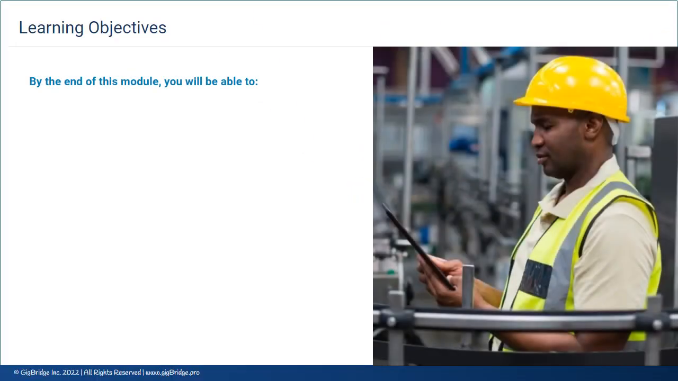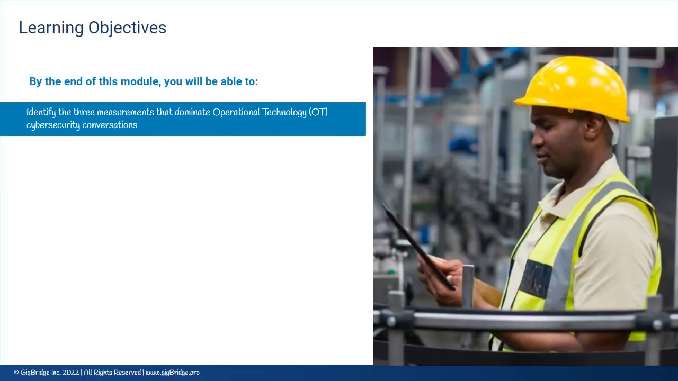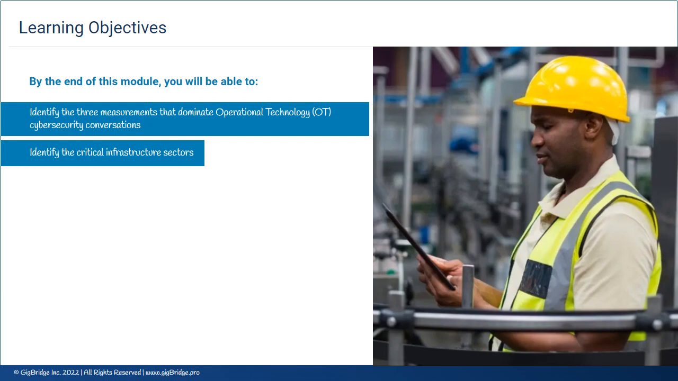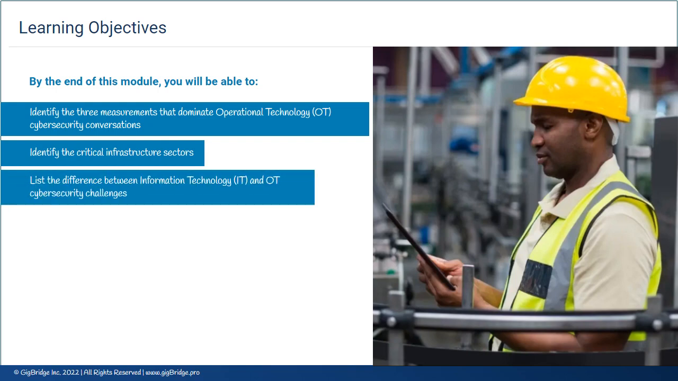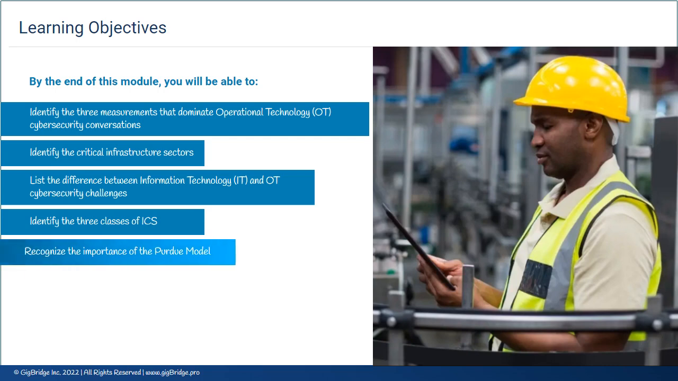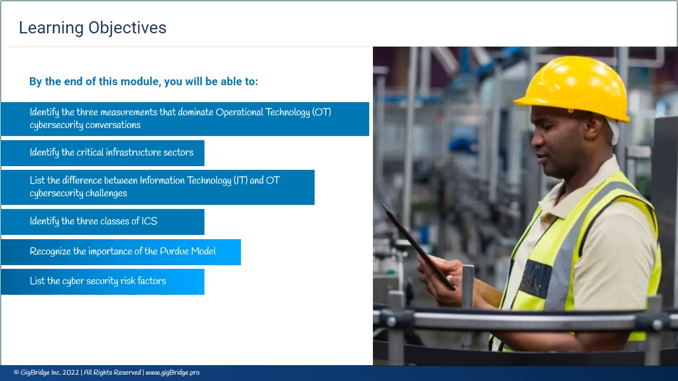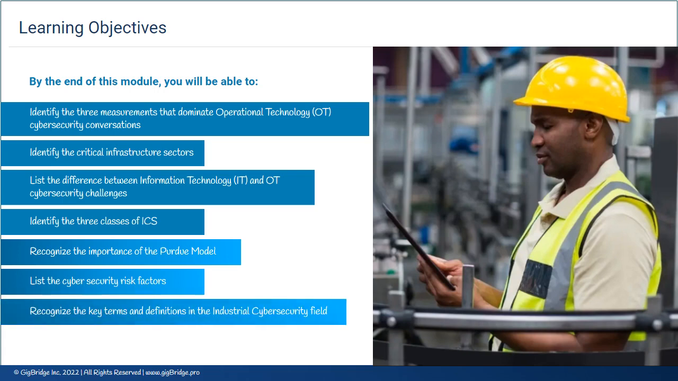By the end of this module, you will be able to identify the three measurements that dominate OT cybersecurity conversations, identify the critical infrastructure sectors, list the difference between IT and OT cybersecurity challenges, identify the three classes of ICS, recognize the importance of the Purdue model, list the cybersecurity risk factors, and recognize the key terms and definitions in the industrial cybersecurity field.